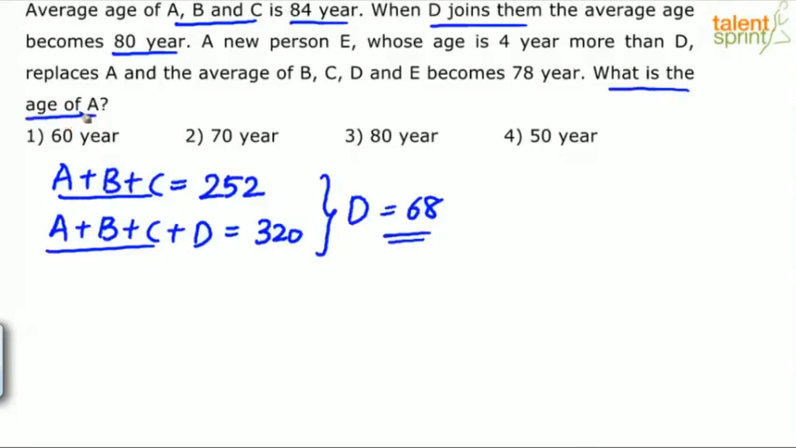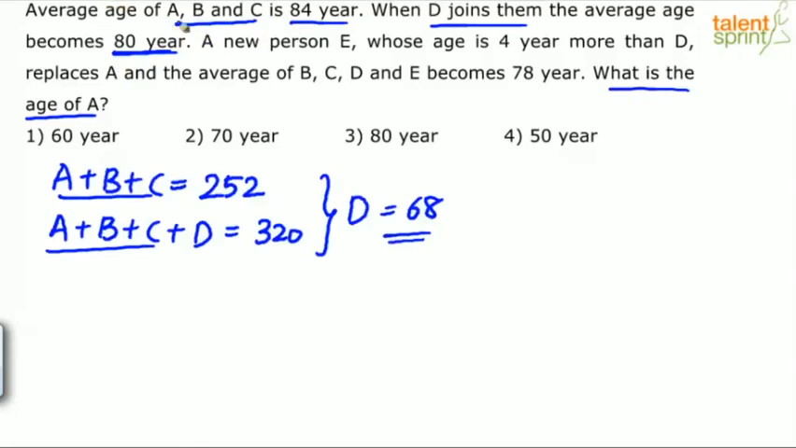There's one more way to find out the age of D. Instead of solving these two equations, if you go by our smart concept of equal distribution. If you have gone through the video of averages, we have discussed that average is nothing but an equal distribution. If you go by that, you will get to know that D is anyway 68. See what happens. The original average is 84. After D joins the group, the average becomes 80 years. So basically, after this 4th person has joined, average is reduced by how much? 4 years. 84 has become 80. It has reduced by 4 years for how many persons? For 4 persons. Getting it?